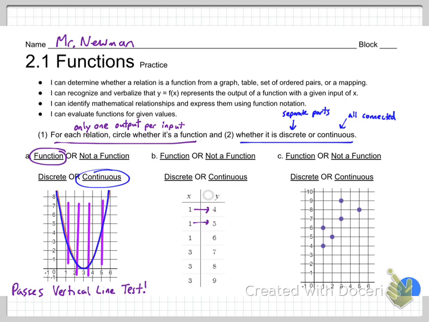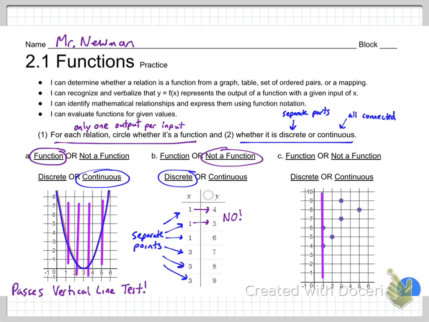On the next table, notice if 1 is the input, 4 is the output, and for the second line, 1 is the input and 5 is the output, that is a problem already. You can't have two different outputs for the same input. So that is not a function, and we can stop right there. As far as discrete or continuous, because they are separate points, those are not connected, so that is discrete. They are separate points that you would have to draw by picking up your pencil.